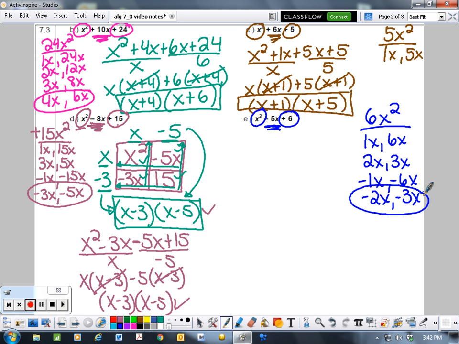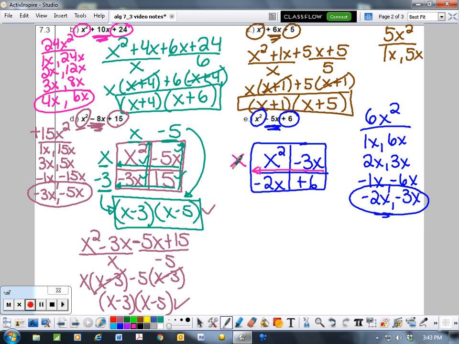So then we can go ahead and use the box method. Everything that's circled goes inside the box. X squared, plus 6. And over here we have the negative 2x and the negative 3x. And then we look for common factors. Both of these can be divided by x. Both of these can be divided by 2. Both of these can be divided by x. And both of these can be divided by 3.